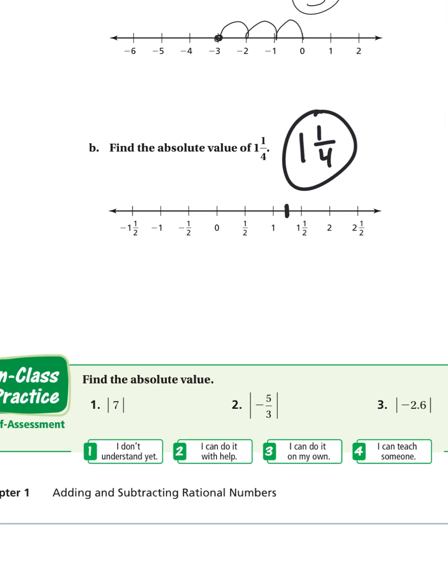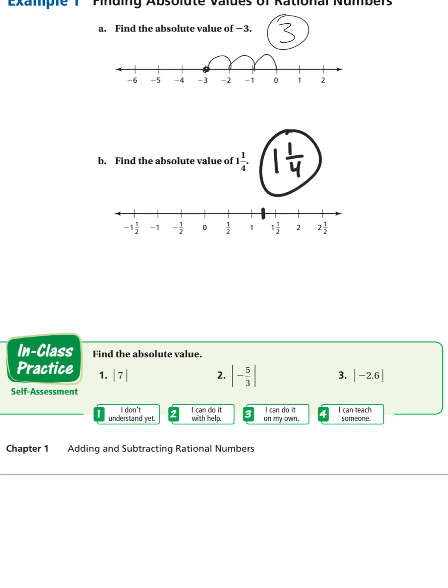Notice that these are both positive. So a trick to absolute value is you can actually just take the number and make it positive. Not opposite, because positive numbers still have a positive absolute value, but absolute value will always be positive. So pause the video, write these 3 absolute values, play it back, see if you got them right. 1 should be 7, 2 should be positive 5/3, 3 should be positive 2.6.